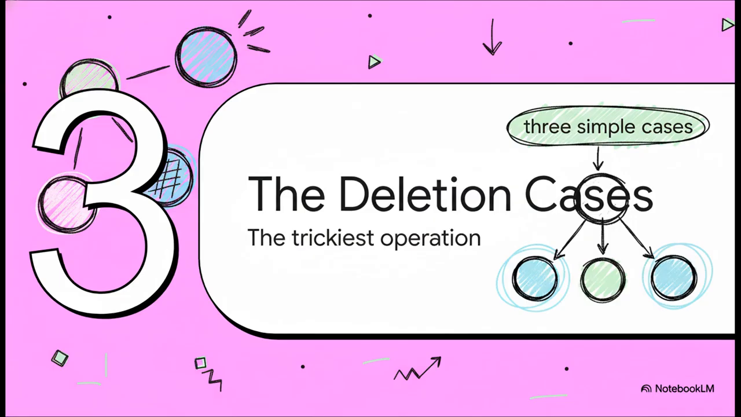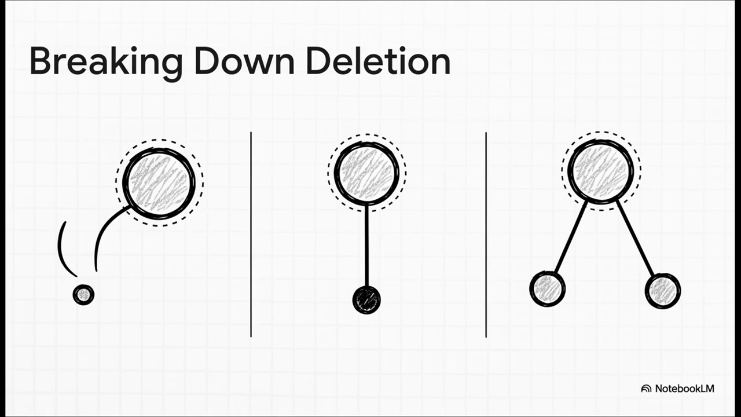Deletion, though? That's where things get a little more interesting. But don't worry, it's not as bad as it sounds. We can break it down into 3 simple cases. Basically, any node you want to get rid of is going to fall into one of these 3 buckets. Either it has no kids, it has just 1 kid, or it has 2 kids. Now, the first 2 are super easy, but that third case requires a clever little trick to make sure we don't break our one simple rule.